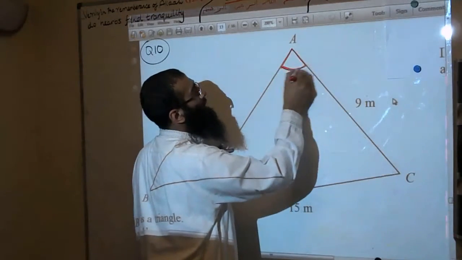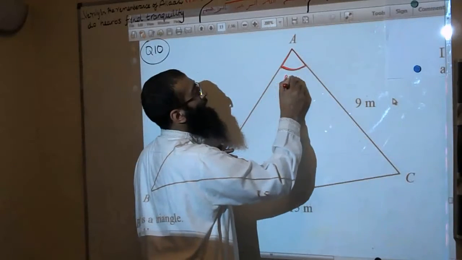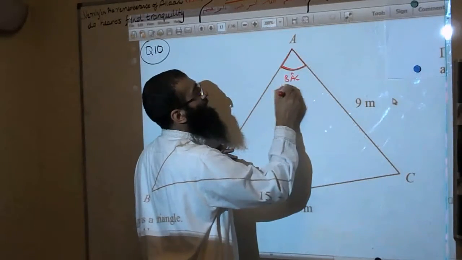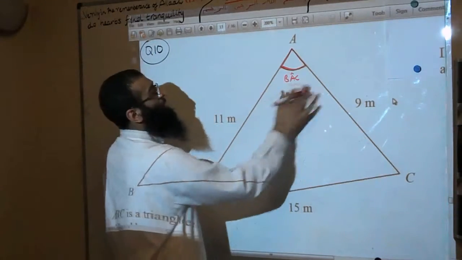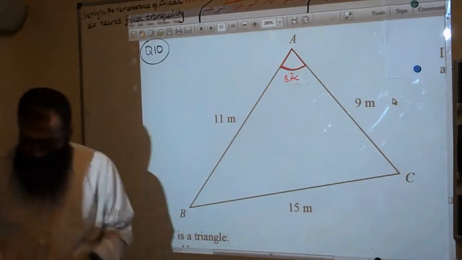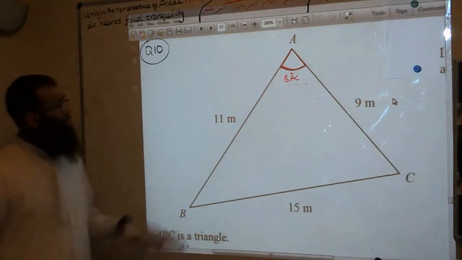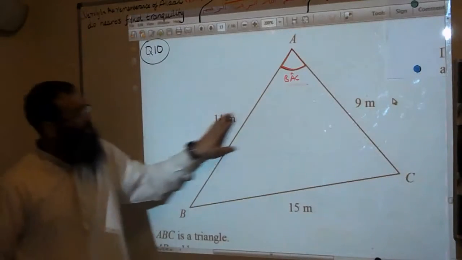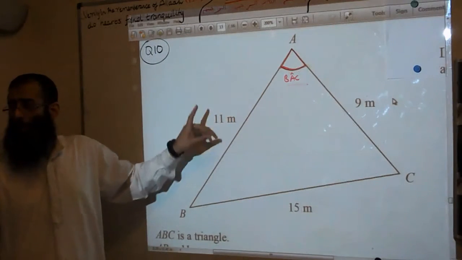This is the angle that we're interested in, and that angle is called BAC. Okay, that's the angle that we're looking for. Now, in this type of question, we know all three sides of the triangle, and we want to work out the angle.